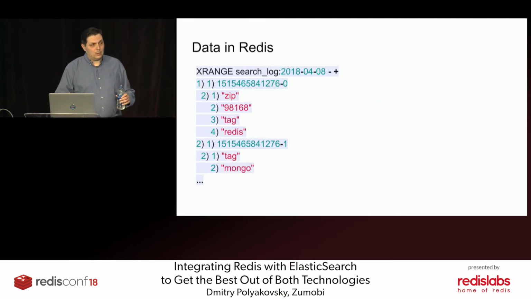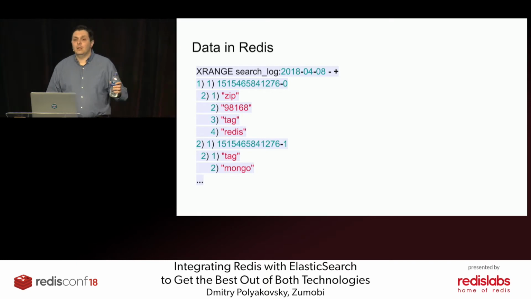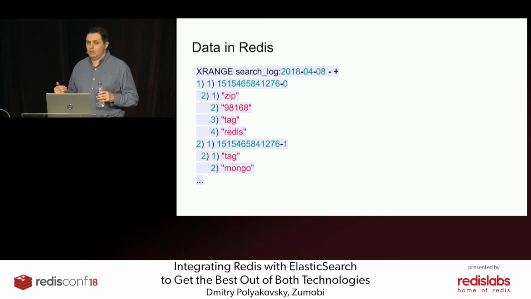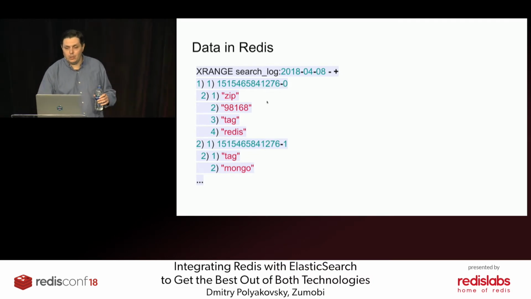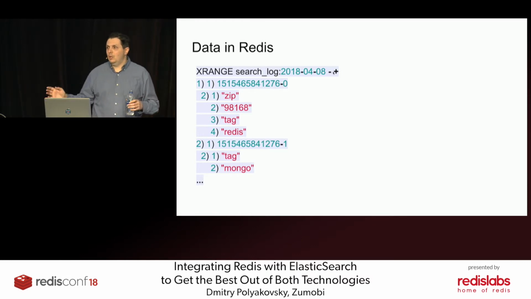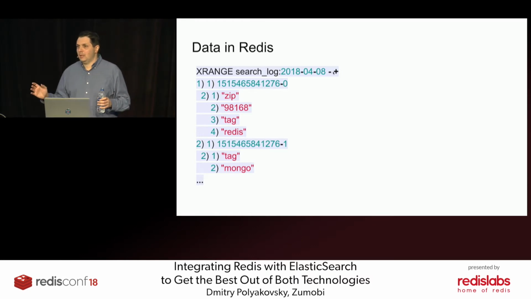Now, once we've inserted this data using the XADD command, we can fire up Redis CLI and use XRANGE to extract it. So we're specifying XRANGE, giving it a key, which is search log and date, and then using the minus and plus attributes. That basically tells Redis to bring us everything from that key, from the beginning to the end.